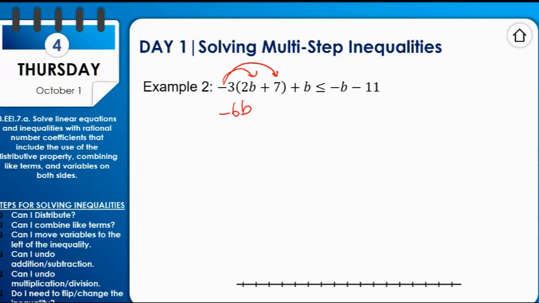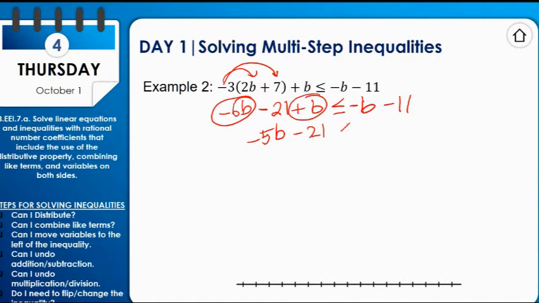plus -3 times +7 becomes -21 plus b is less than or equal to -b minus 11. -6b plus b is -5b. Bring down my -21 and my inequality. -b minus 11.